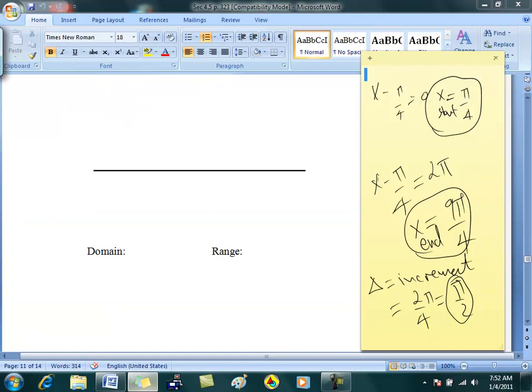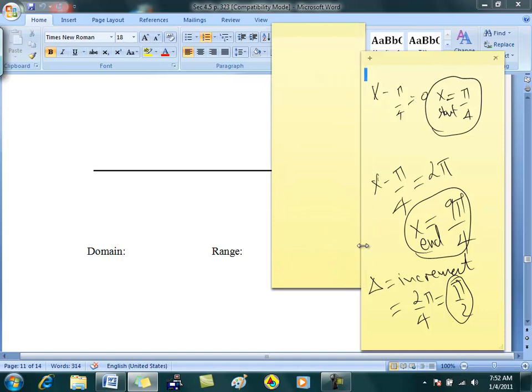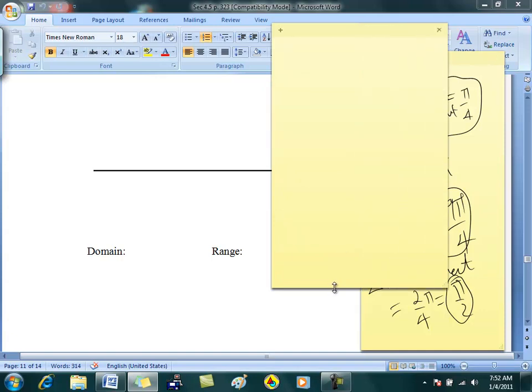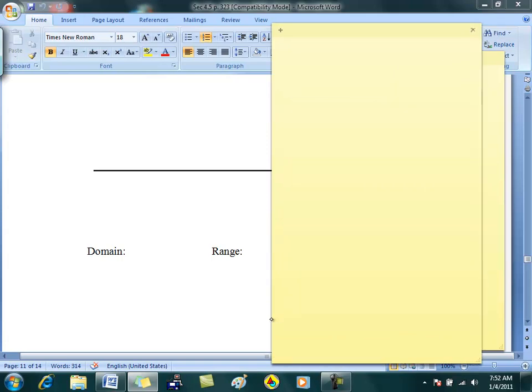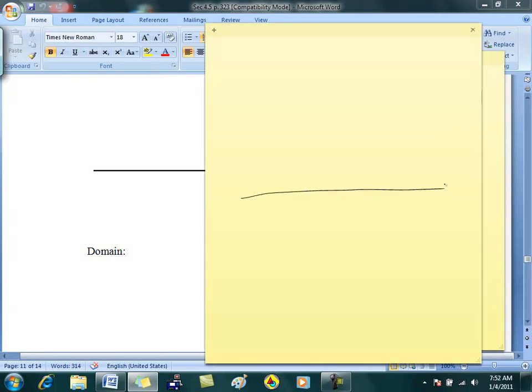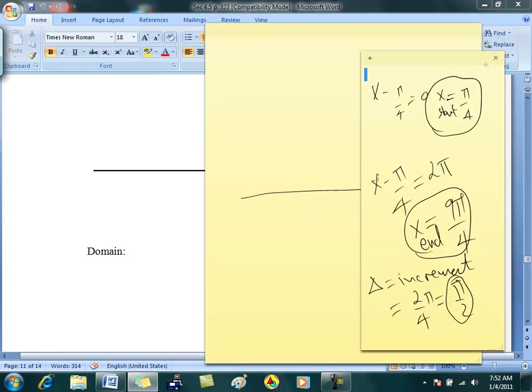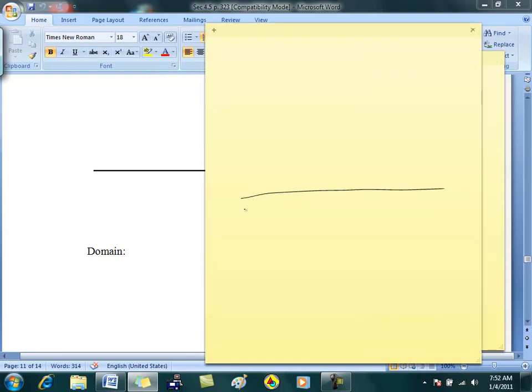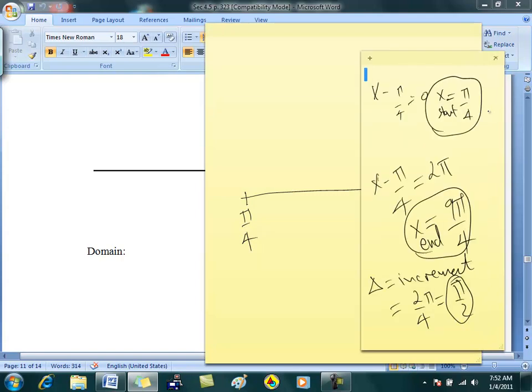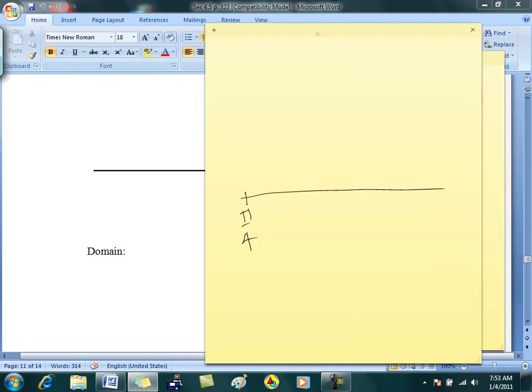What you're going to do then is draw a horizontal line like this. What was your starting point? Pi over 4. So right here you're going to put pi over 4. That's your starting point. What's your increment? Pi over 2. So you're going to add pi over 2 to pi over 4, which means you need to know fractions.